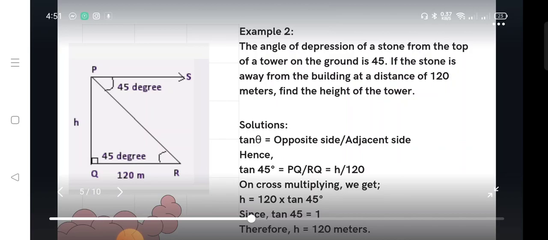So hence, tan 45 degrees is equal to PQ over RQ, or equal to height over 120. So on cross multiplying, we get the height is 120 times tan 45 degrees. Since tan 45 is equal to 1, therefore the height is equal to 120 meters. So nakuha na natin kung ilang height ang tower. So the answer is 120 meters.